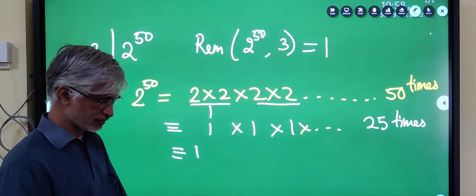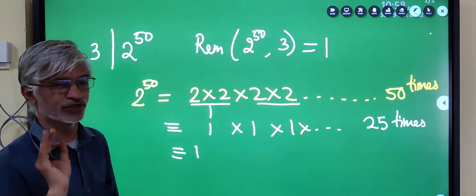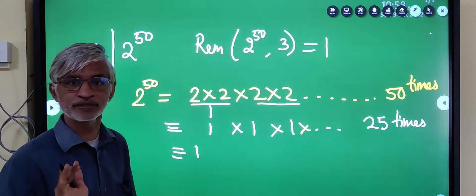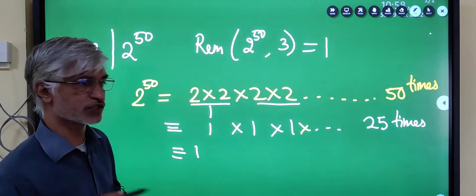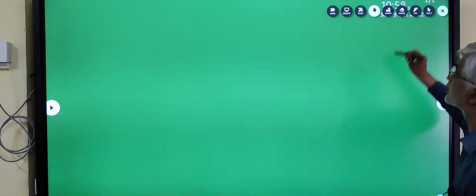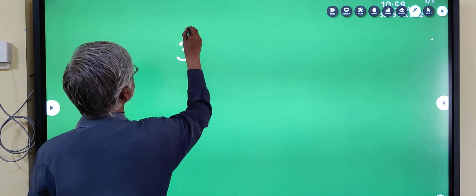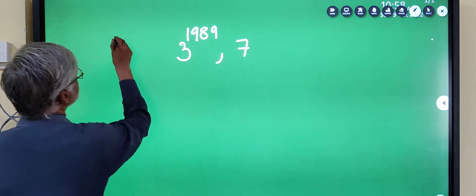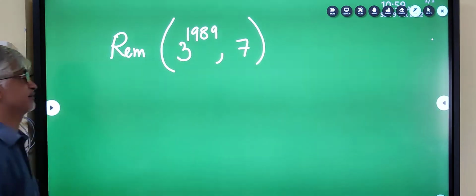So let us do one last problem for today, and this one I'll do a little bit slowly because it will be just a little bit more careful. But it is the same idea and the same way of dealing with the problem. So let me just do this one. This is the last problem for today. It says that find the remainder of 3 raised to 1989 when you divide by 7. Find the remainder of this when you divide by 7.